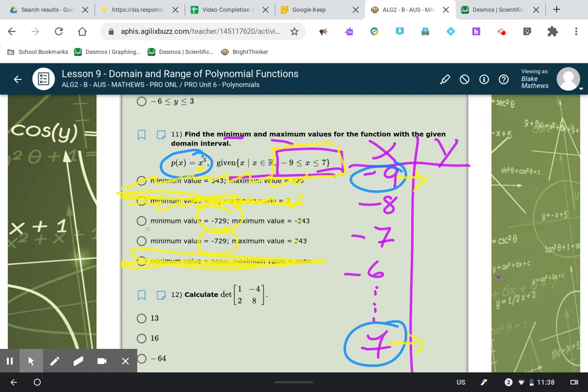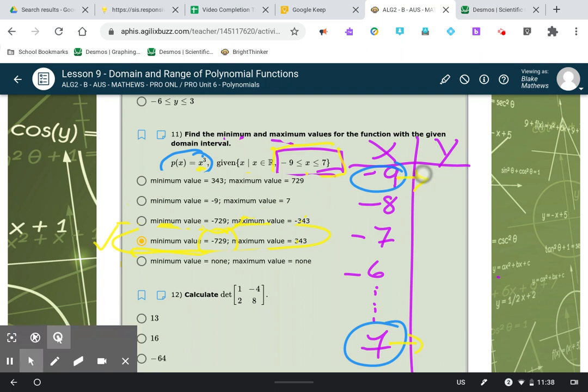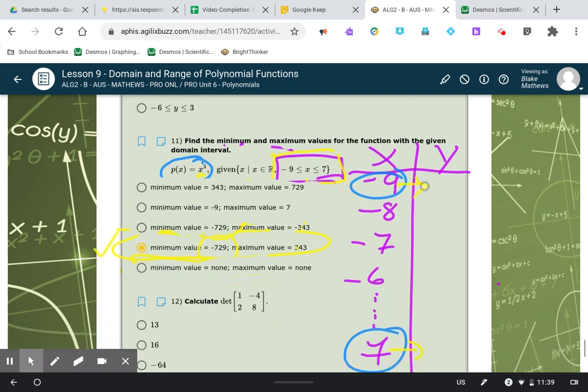So that gets rid of this one, leaving me with the fourth answer choice as my correct response. So make sure you pay attention to that. I think your answer choices may or may not be in the same order, but we're definitely looking at -729 and +343. And so again, when they ask for minimum and maximum values, you're just plugging in to find the highest and lowest, or in this case, highest and lowest y values.